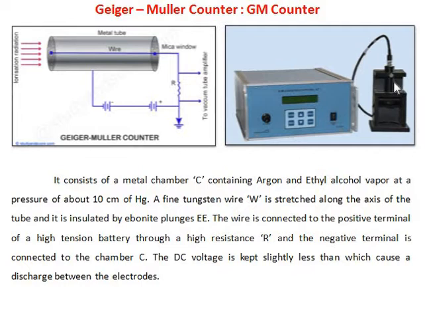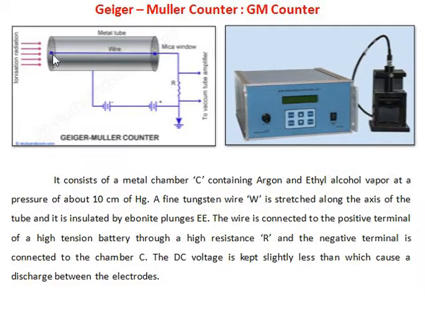So this is the GM counter, this is the detector, and this is the block diagram of the GM counter. Let us see how basically the GM counter works. This is a cylinder. This is one window, this is another window. These two windows are covered by a glass plate, and the cylinder is filled with 90% argon and 10% ethyl alcohol vapor at a pressure of 10 centimeters of Hg.